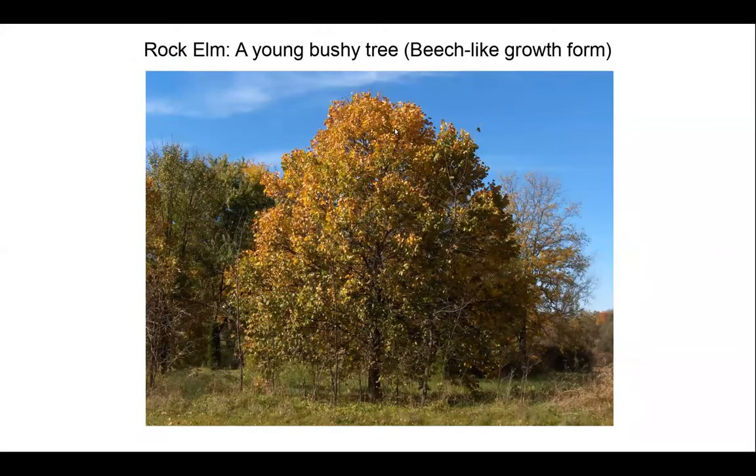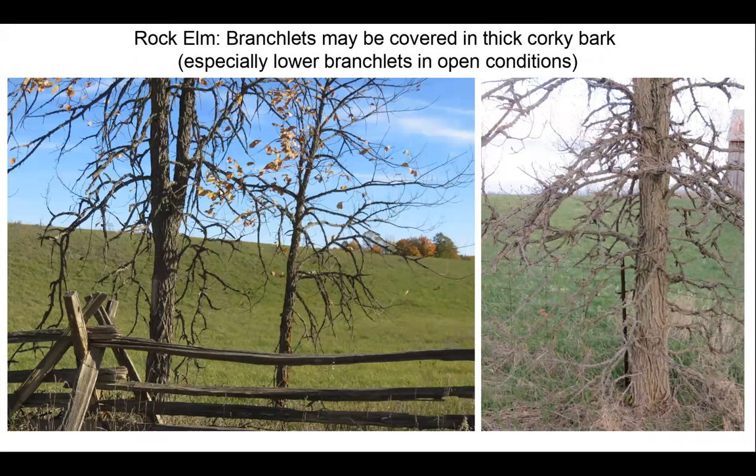Here's a young one with a bushy, beech-like growth form, again showing they're not really characterized by being overly narrow. I would say that looks nothing like American elm. Here's a few near Flower Station, and here's another one near Chesterville. The lower branches are often corky, especially in open conditions. So thick cork, sort of like bur oak, can often grow on them, but that is not required to be present. And a lot of rock elms do not show that trait.